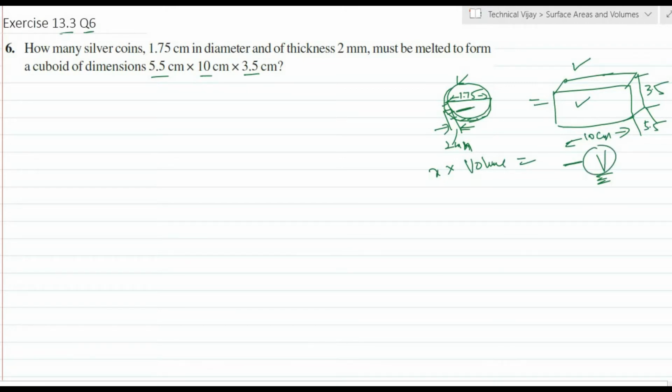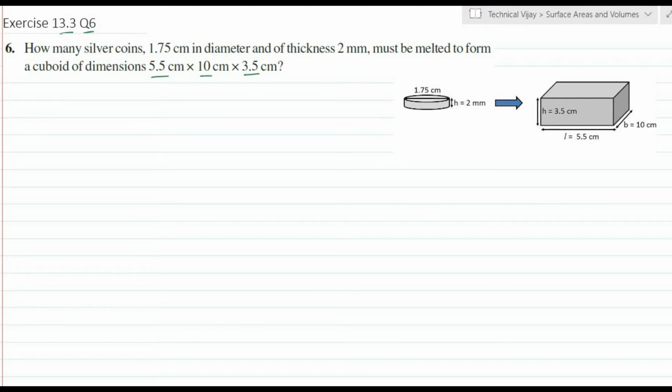So I will put a neat diagram here. This is a silver coin. The height will be 2 mm. He has given thickness, which is nothing but height. This is the diameter, that is 1.75. So this looks like a cylinder, a cylinder of diameter 1.75 and height 2 mm. So this volume we will calculate first.